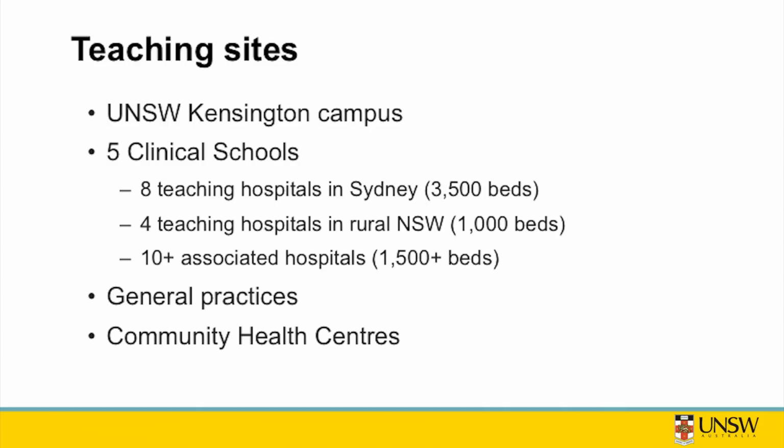I alluded to some of our teaching sites. We have 5 main clinical schools: the Prince of Wales Hospital up the road, St Vincent's Hospital, Southwest, which is Liverpool and Bankstown at Fairfield, St George Hospital and Sutherland Hospital as well. We also have rural campuses at Albury, Port Macquarie, Wagga Wagga and Coffs Harbour.